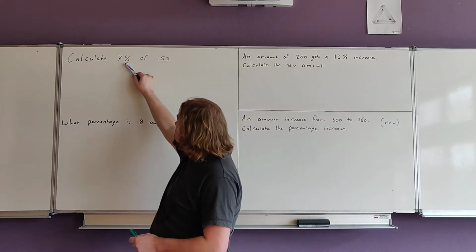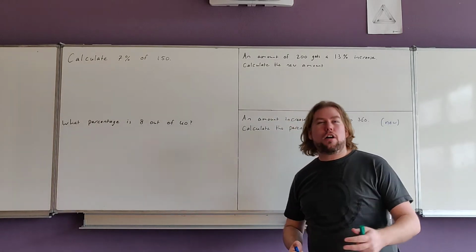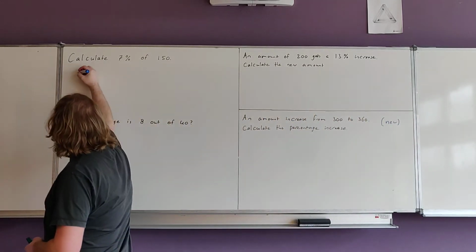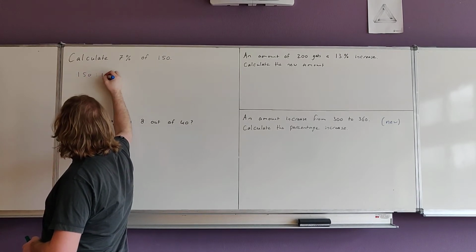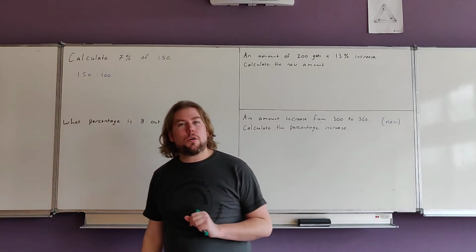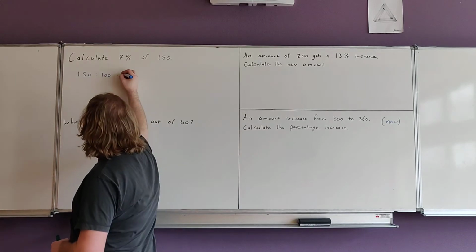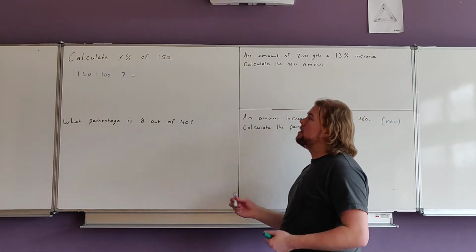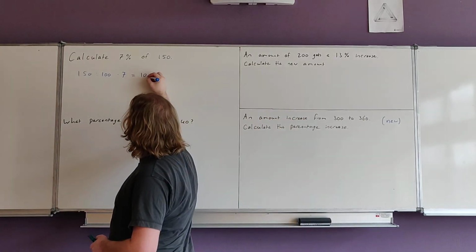First question is, how do you calculate 7% of 150? Now there are two ways of doing that. One way is you do 150 divided by 100, because then you know what 1% is, and then you multiply that with 7. So if you do that, you get 10.5.